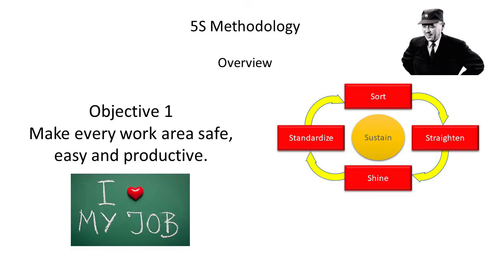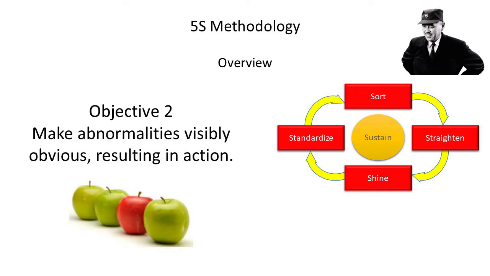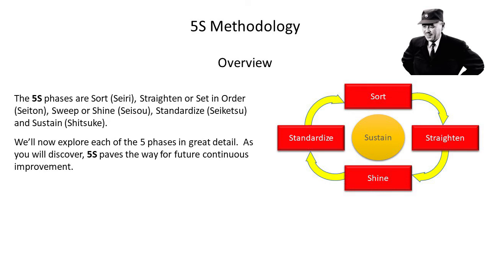The first objective of 5S is to make every work area safe, easy, and productive. The second objective of 5S is to make abnormalities visibly obvious, resulting in action. There are 5 phases to 5S. The 5S phases are sort, straighten or set in order, sweep or shine, standardize, and sustain. We'll now explore each of the 5 phases in great detail. As you will discover, 5S paves the way for future continuous improvement.